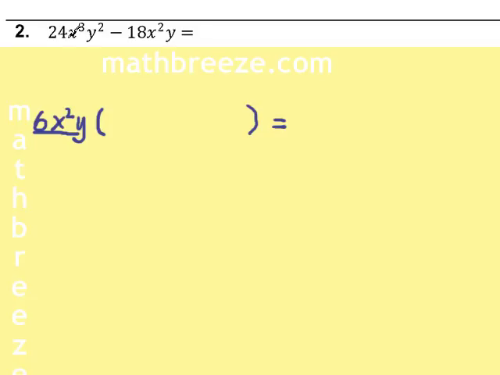All right, then we say 24. We pulled out factor 6. We're left with factor 4. X cubed, we pulled out x squared. We're left with x. And y squared, we pulled out y, so we're left with y. Now 18, pull out 6. We're left with factor 3. X squared was pulled out, and y was pulled out. Okay, so this is factored.